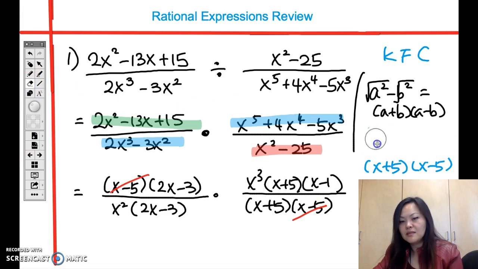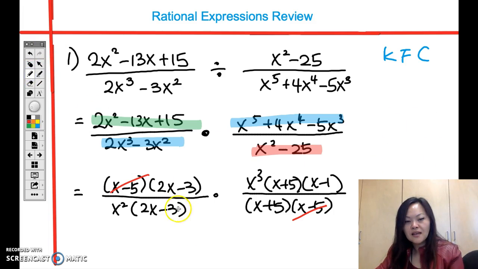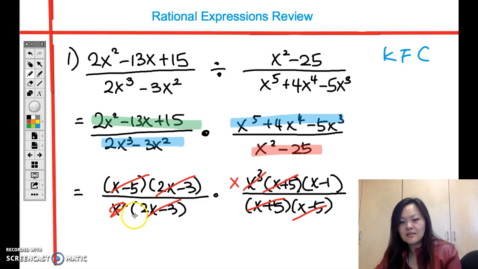Let me just erase this part for you because some students get really confused if they see too many numbers. 2x minus 3, x plus 5. Wow, almost everything is being canceled out. Look, there's 3 x's on top though, so there's only 1 x left, and then all of this would go away because there's 2 x's at the bottom.